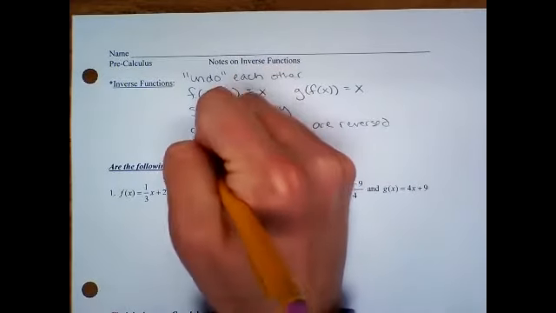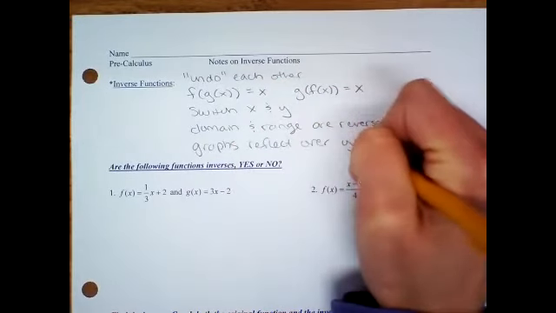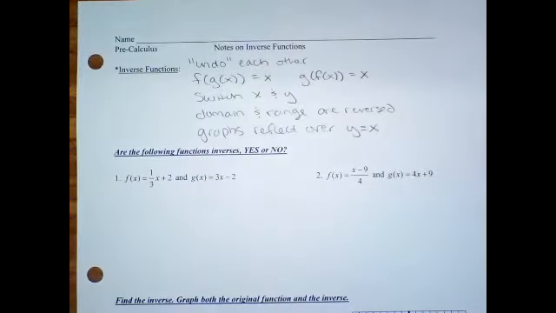And then we are going to do some graphing here. When you graph them, the graphs reflect over the line y equals x. There's another way you can check if your answer's right. If you draw in y equals x, they'll reflect over that.